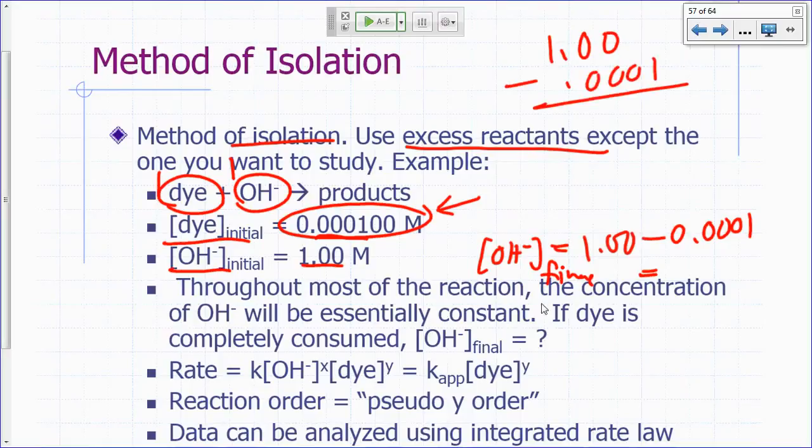Yeah, but using sig figs, it's still 1.00, right? It's like saying you took a drop out of the bucket. It's still a bucket left, right? So, in other words, throughout most of the reaction, the concentration of your hydroxide will be essentially constant. So you use a large excess of one of the reactants. In this case, your final sodium hydroxide will still be the same as your initial. Okay?